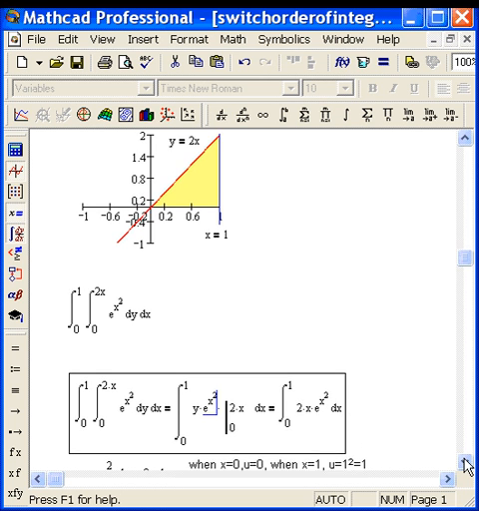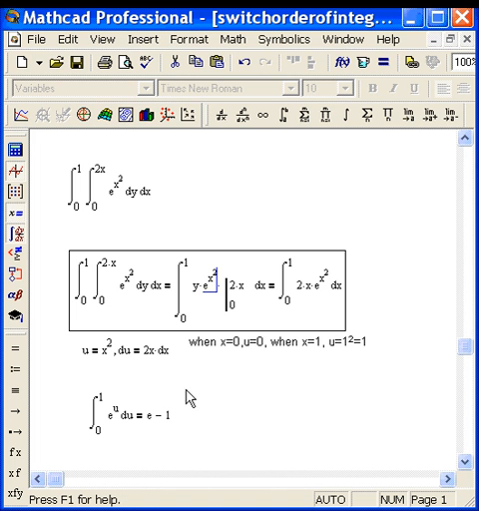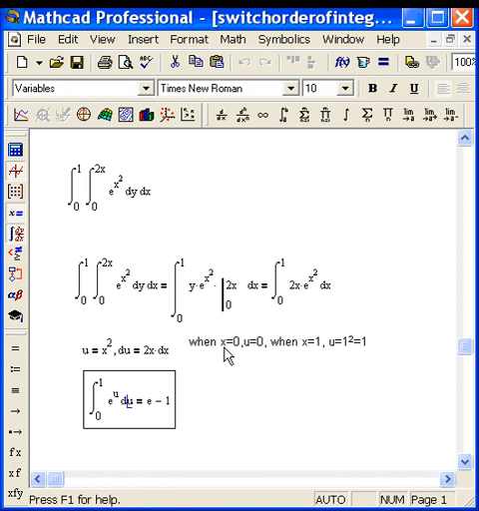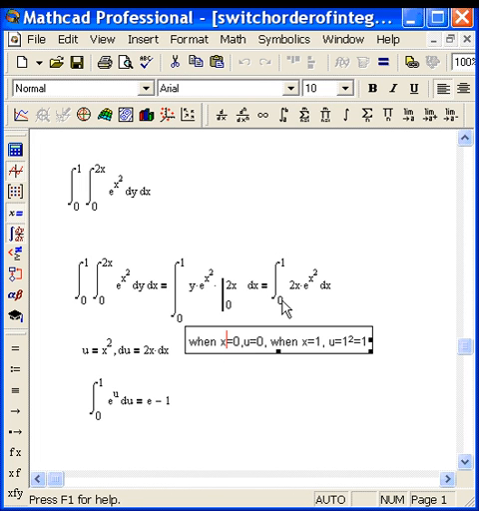Well, that's easily done with the u substitution. Let u be x squared, then du is the 2x dx. And further, so I don't have to substitute back x limits at the end, I'm further switching the limits. When x equals 0, u equals 0. When x equals 1, u is x squared, so that's 1 squared, which is also 1.